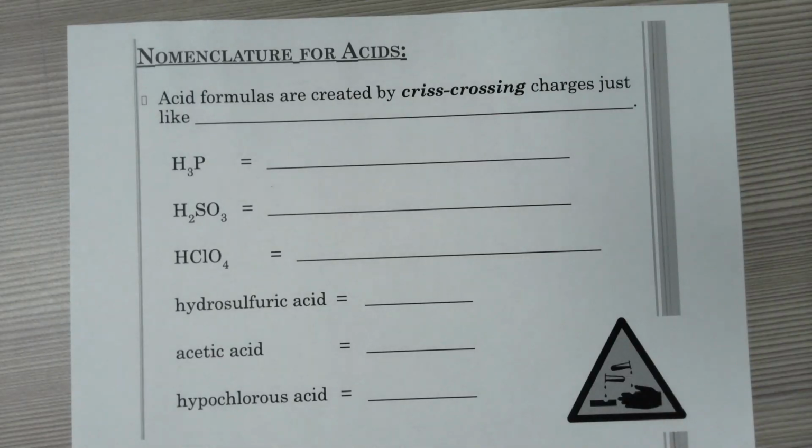Now, when we are creating these formulas, that whole chart was -1. All of those anions were -1. If they aren't -1, then it's just like making an ionic compound. We're going to cross those charges to make that formula.